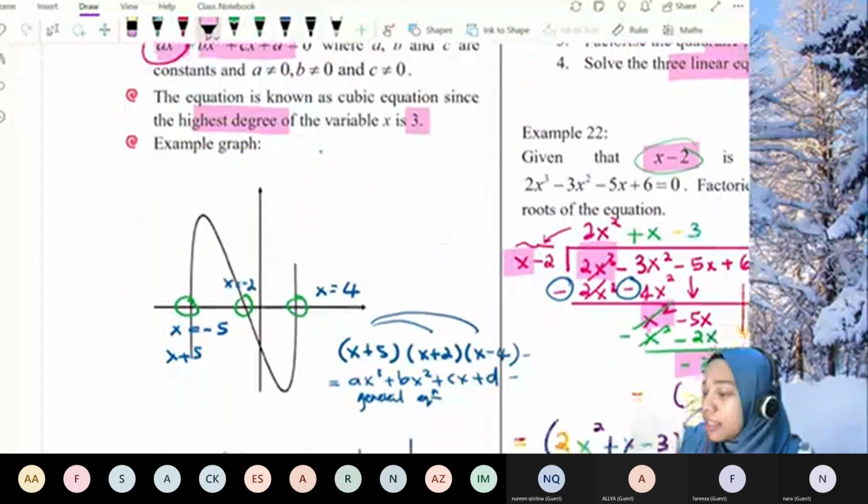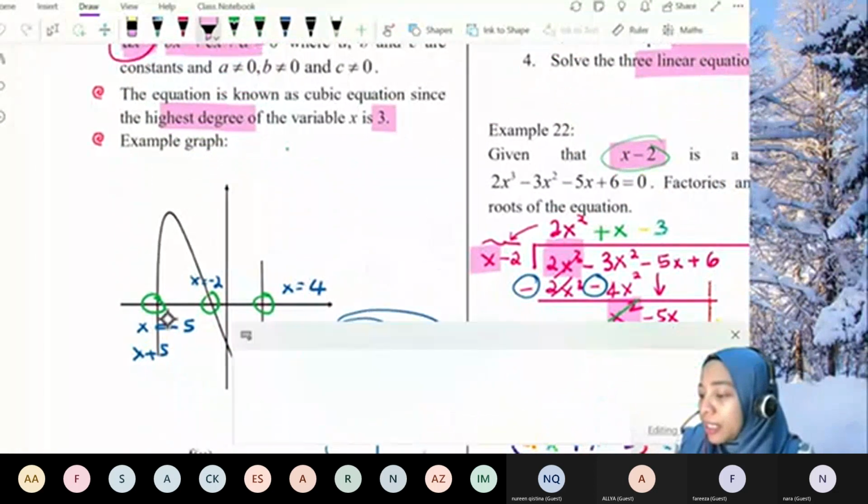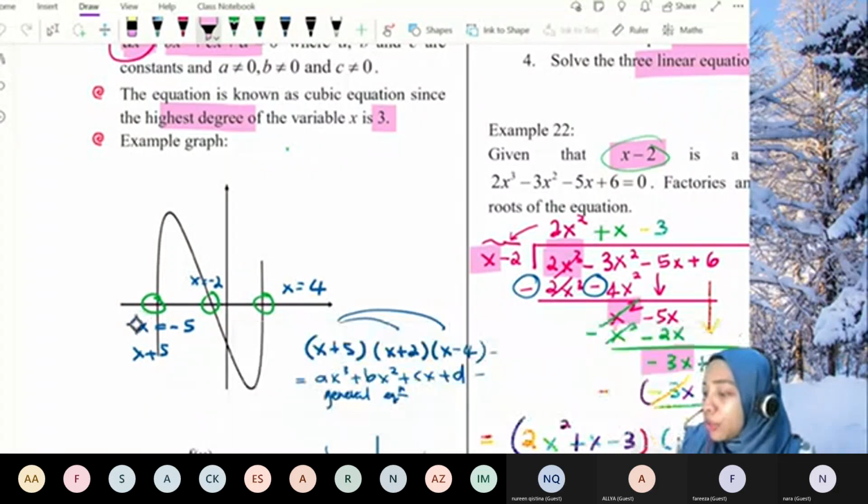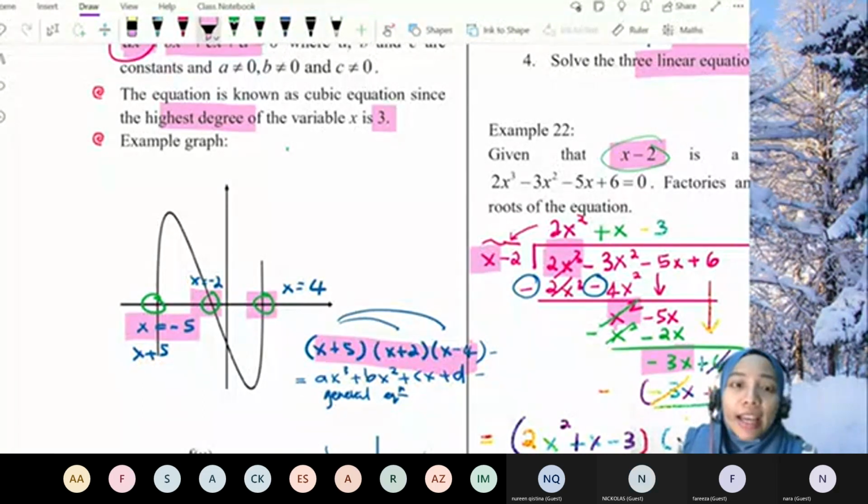Okay, so these are the example of the graph. For example, I am taking one of the negative values here. It cuts at 3 points. One, for example, x equals -5, one is x equals -2, another one is x equals 4. Okay, how are you going to get the equation? When you are given the roots, when you are given factor, you kena expand.